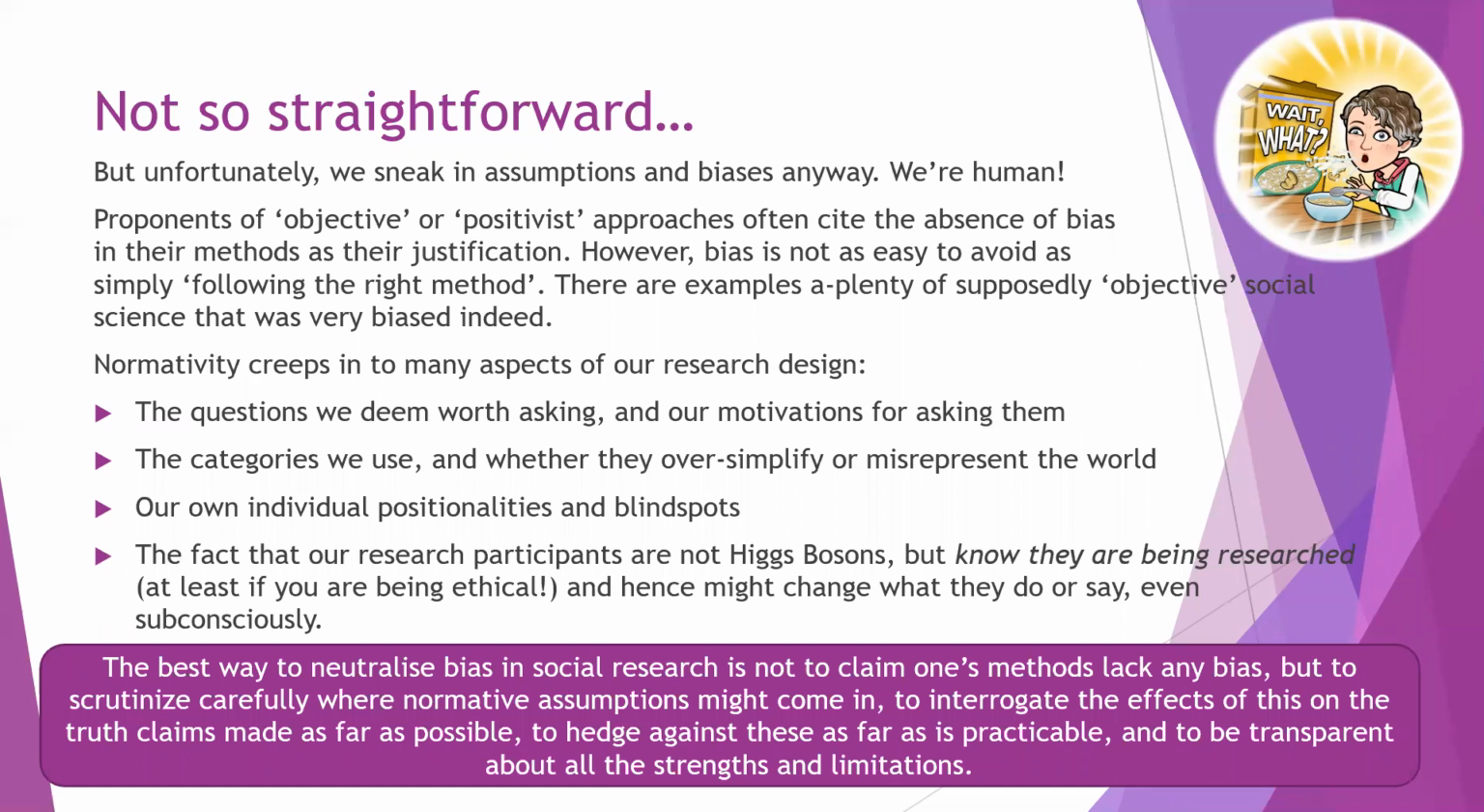So I think the best way to neutralize bias as far as possible in social research is to not claim methods lack bias, as positivists often do, but to scrutinize carefully where normative assumptions might come in, to interrogate the effects that those assumptions have on the truth claims that you make as far as you possibly can, to hedge against them as far as practicable.